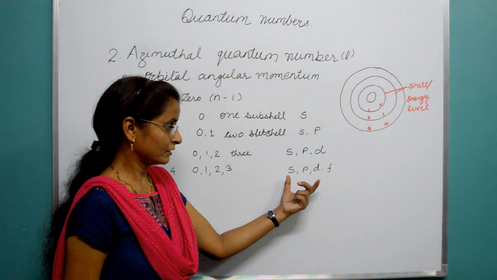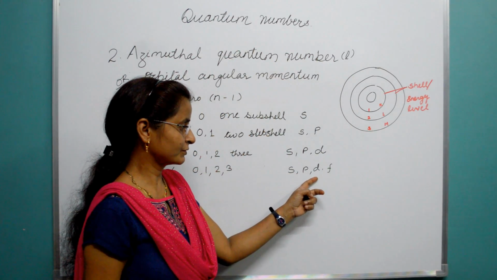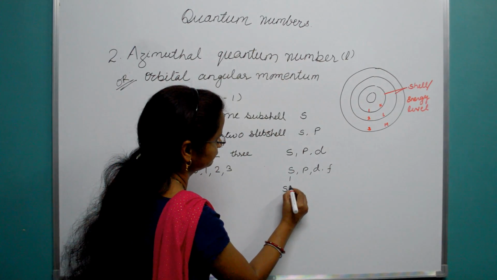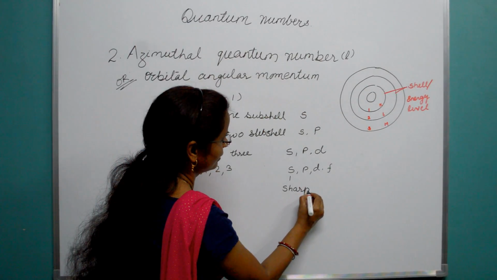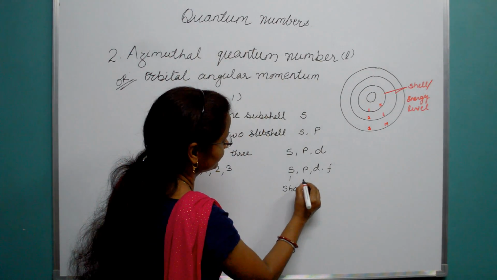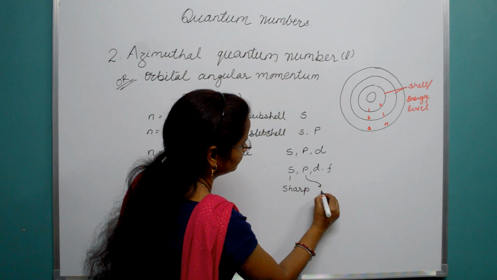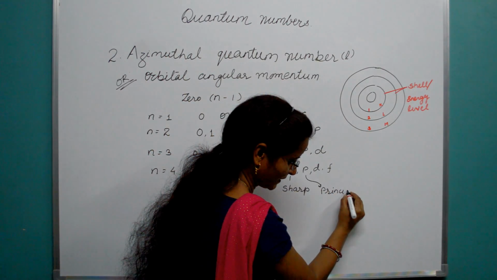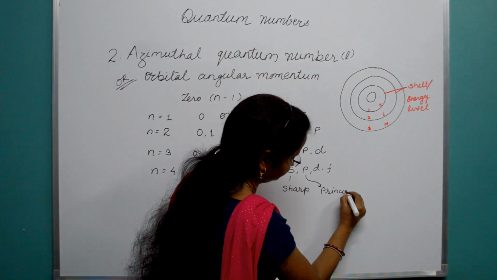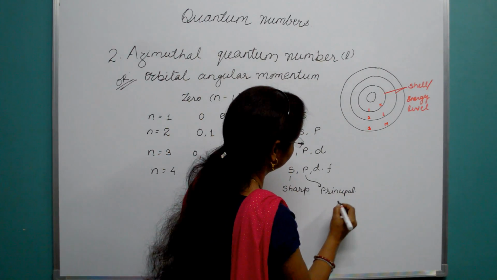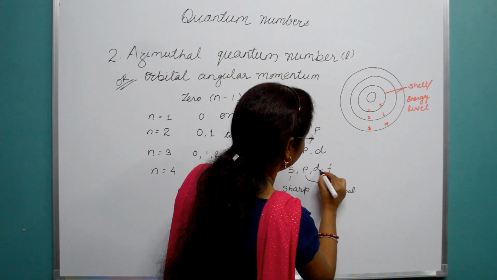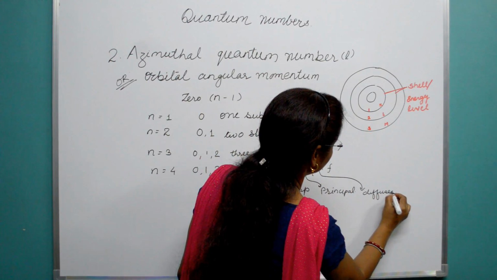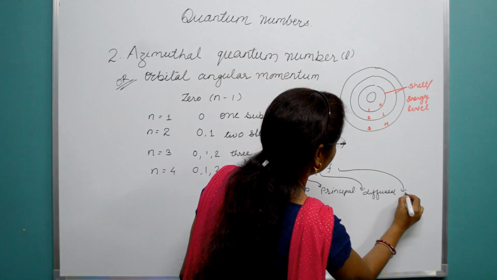What do we mean by SPDF? S means sharp, P means principal, D means diffused, and F means fundamental.